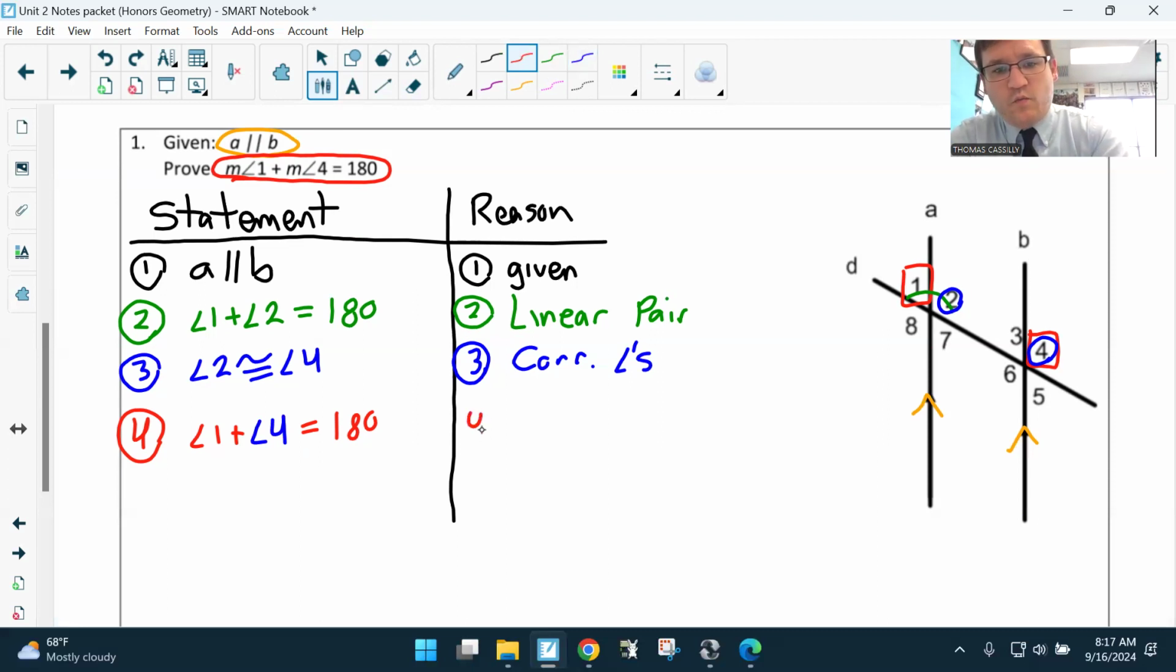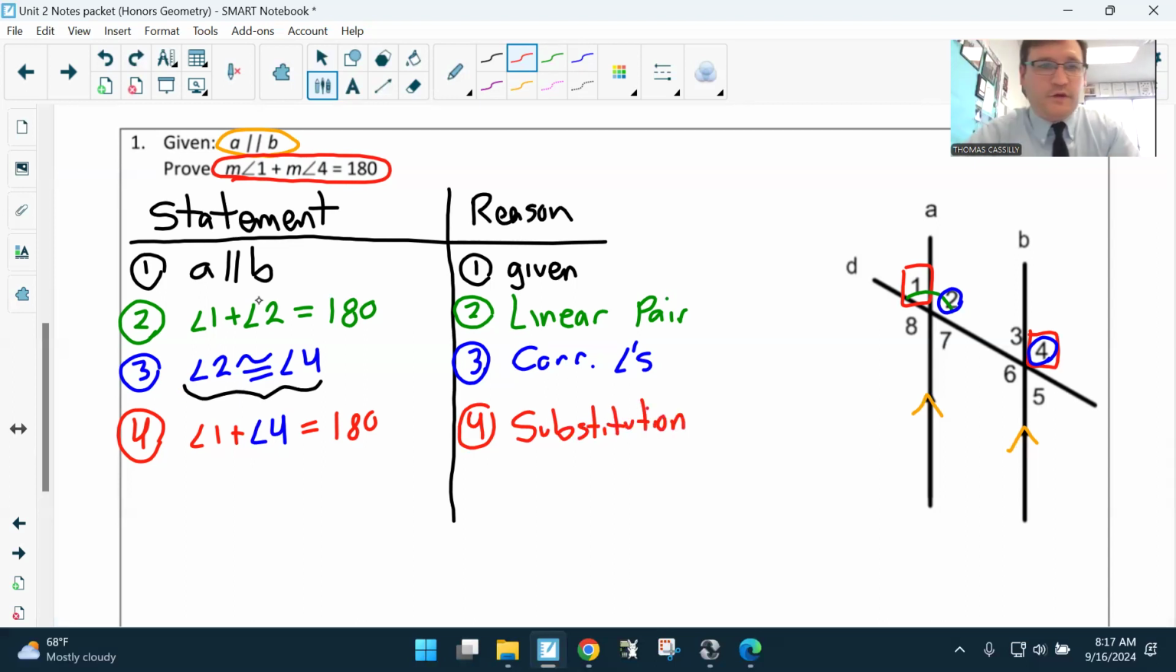All right, now why can I do that? Well, I can do that because of step 3. We said they're congruent, so I'm substituting out angle 2 with angle 4. All right, so what we just did is we did a substitution. There we have it. That is our very first proof.